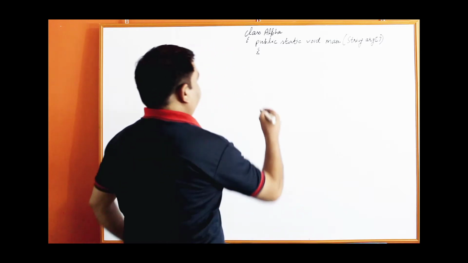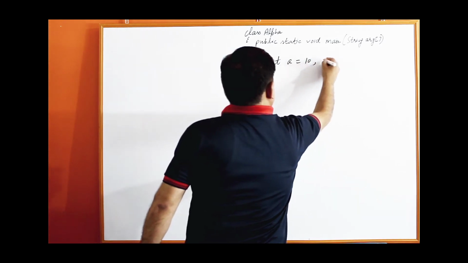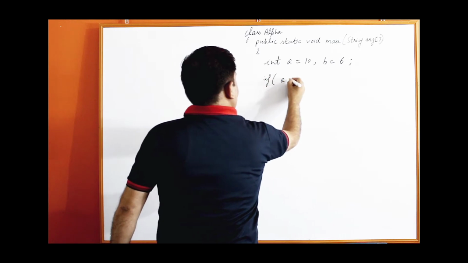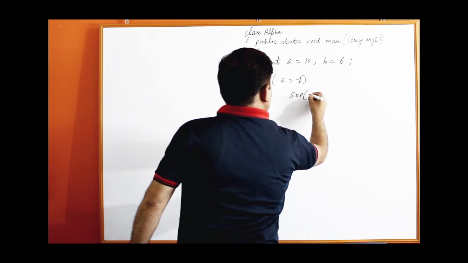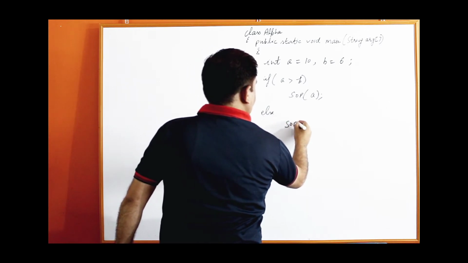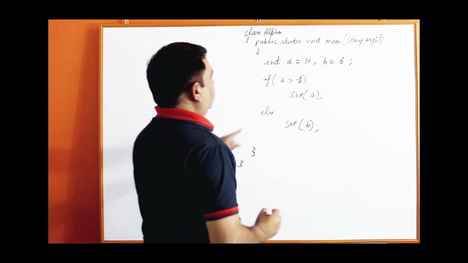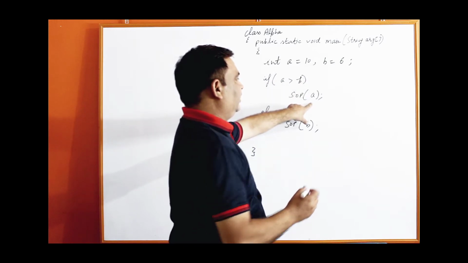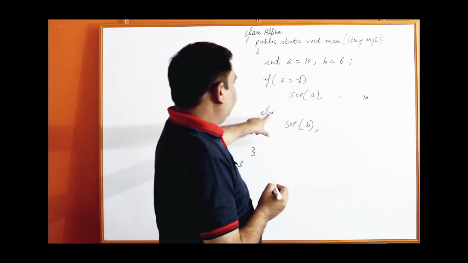So see the example. If we have two variables, a equal to 10, b equal to 6. If a is greater than b, System.out.print a, else System.out.print b. If the condition is true, here 10 is greater than 6, so it will print 10. So this statement will execute and output will be 10. Else will not execute.